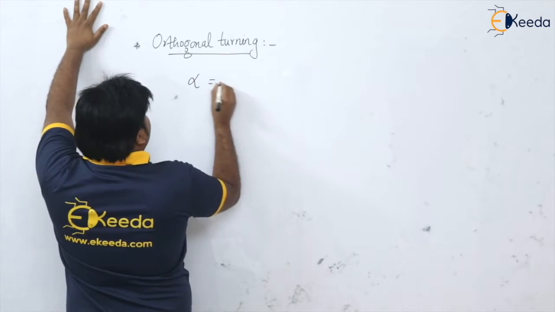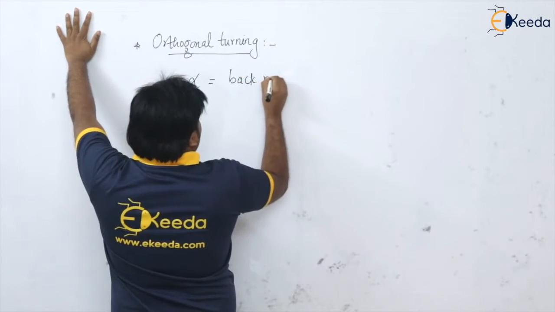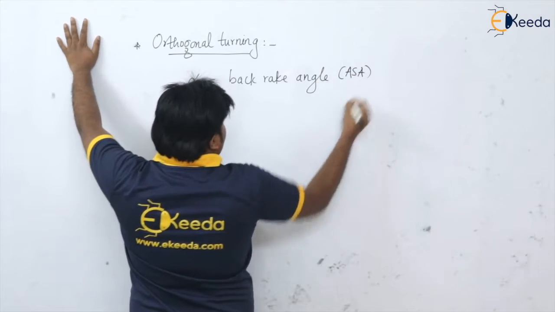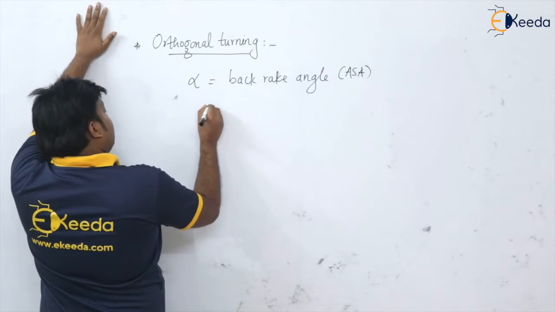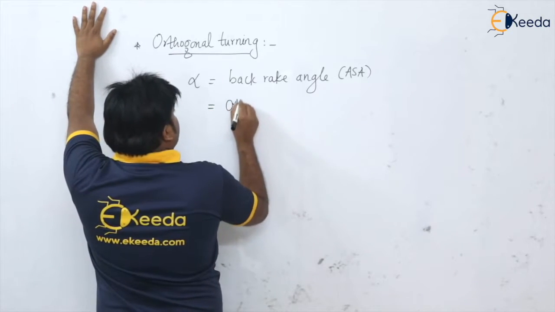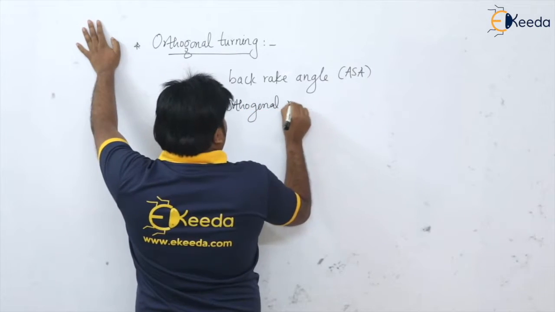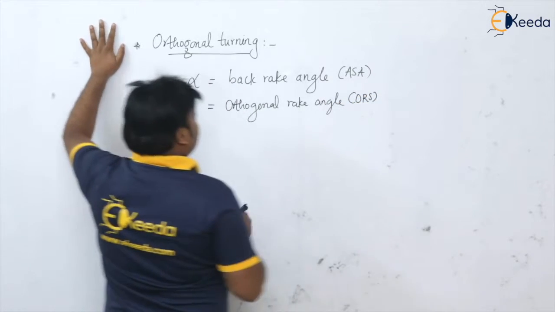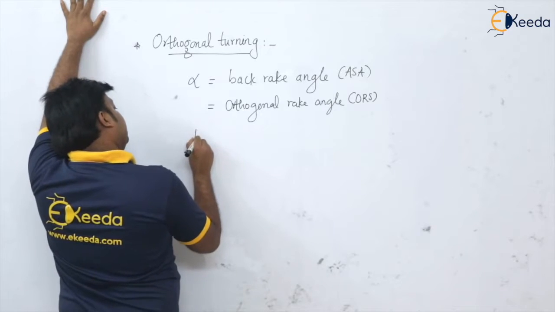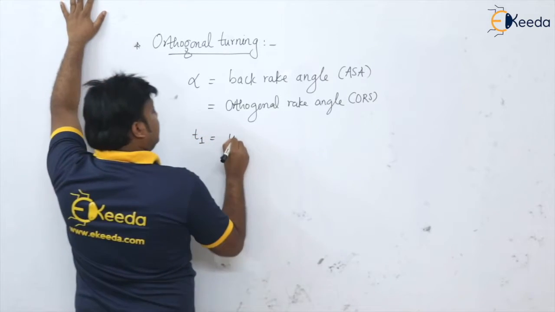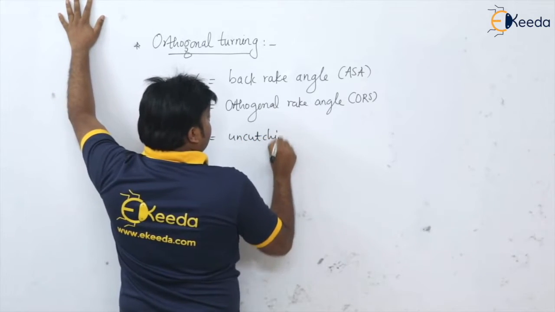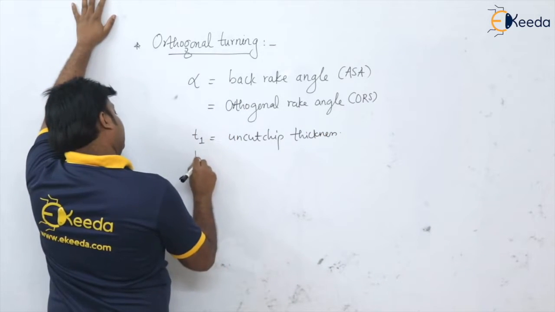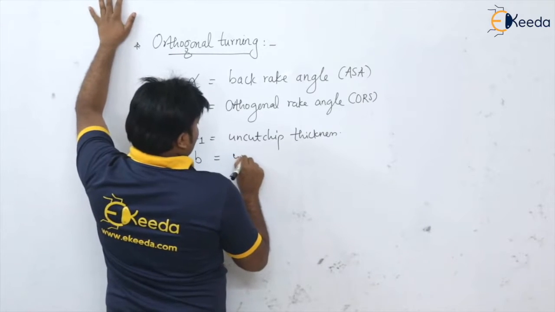Say alpha is the back rake angle as far as the ASA, American Standard Association, is concerned, and this alpha may be the orthogonal rake angle as far as the orthogonal rake system is concerned. Then we require the value of uncut chip thickness T1, and we require the value of B, that is the width of cut.